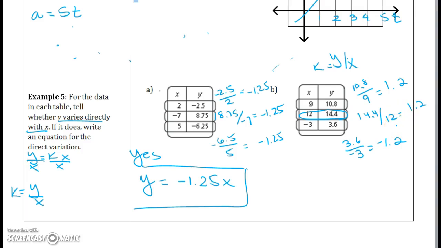Is it constant? No, because all of these are positive and this is negative. You can't just switch it up at the last minute. So I'm going to say nope, not a direct variation equation for this data.